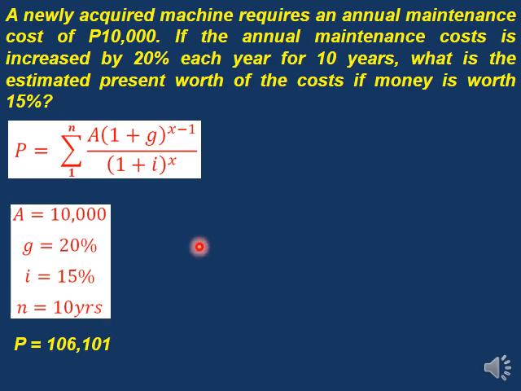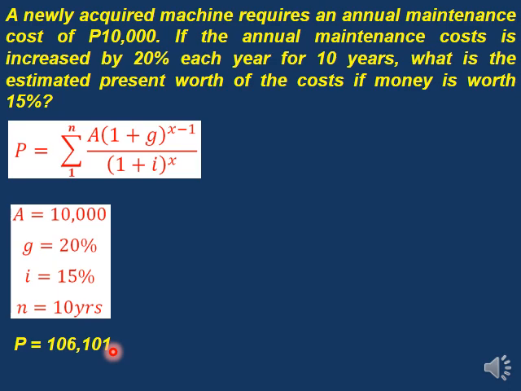Okay, we will develop a feeling of what is meant by 106,101. We know that 106,101 is the estimated present worth of the costs, meaning this is the equivalent of all of the costs starting from the end of this year up to the end of the 10th year. We have now the present worth of the costs. So what does it mean by 106,101? Or how do you feel that amount?